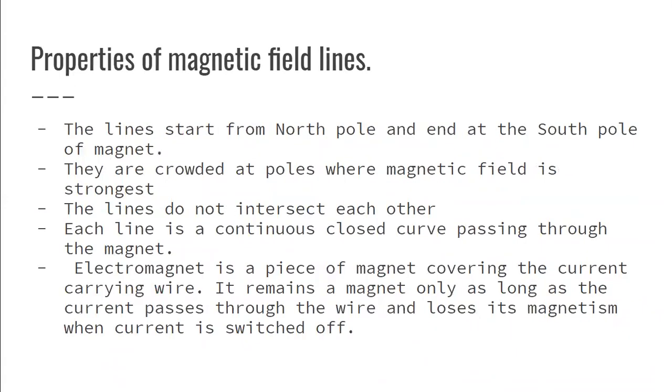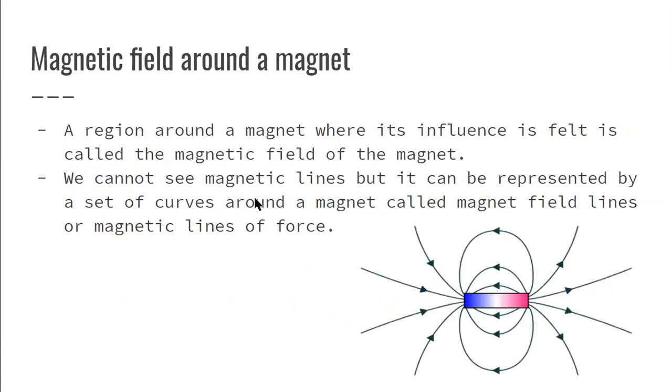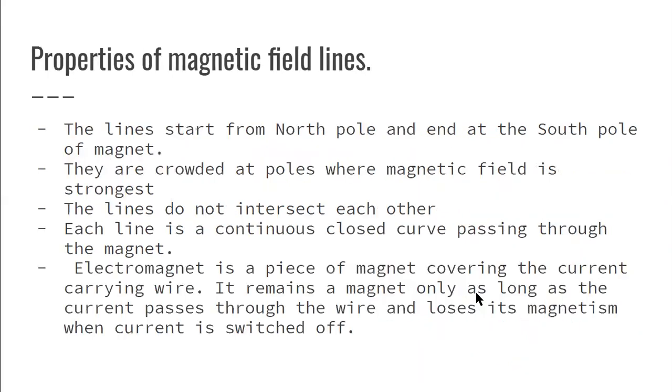Next, these lines do not intersect each other. They were all parallel to each other. They were not intersecting at any point. Also, each line is a closed continuous curve passing through the magnet. It's a curve shape and it is continuous. You cannot see a half line here that is incomplete. So it starts from the North Pole and ends at the South Pole. It is a complete and continuous curve that we could see.